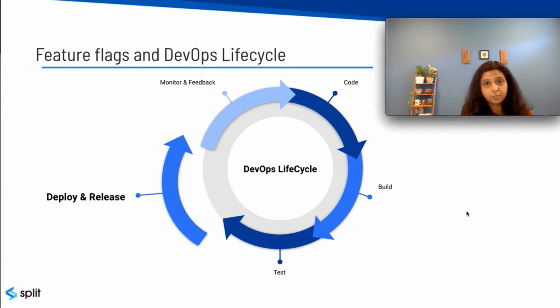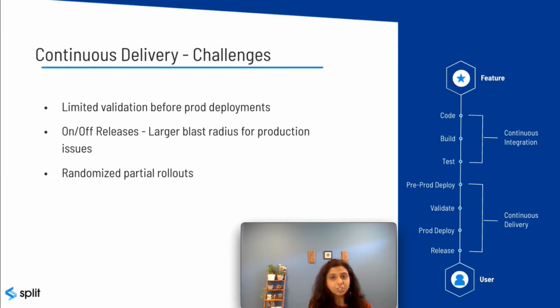As we spoke earlier, we are going to now focus our conversation on the deploy and release stage of the DevOps lifecycle. In a traditional continuous delivery environment, we would typically deploy to a pre-production environment, validate the changes there, and then deploy to production. Validation can be either through automated testing or manual testing. However, there are several challenges associated with this.